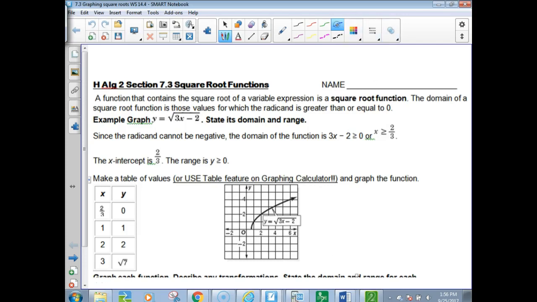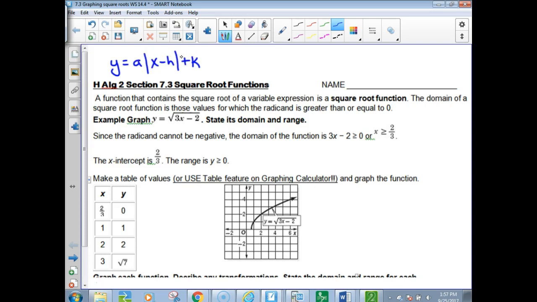All right, we're going to graph square root functions. Just to get started, before I even look at this first one, I'd like to remind you of things we've already done. Y equals a times the absolute value of x minus h, quantity plus k. What did the h do?